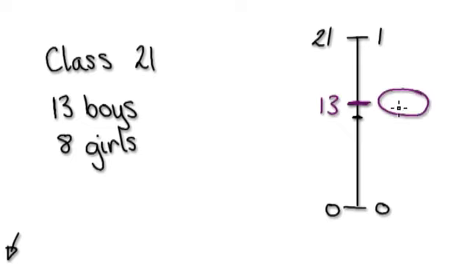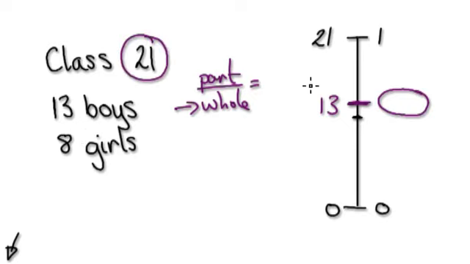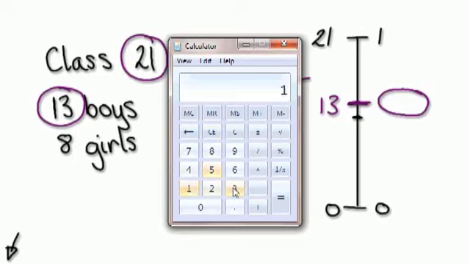So what is this decimal here? Well, remember, it's always part divided by the whole. Now, the whole thing here is all the people in the class, so that's 21. And the part, because the question is saying what percentage of boys, we are only talking about the boys here, okay? So it would be 13. So you would jump to your calculator. You just punch in 13 divided by 21. And it should give you a decimal.